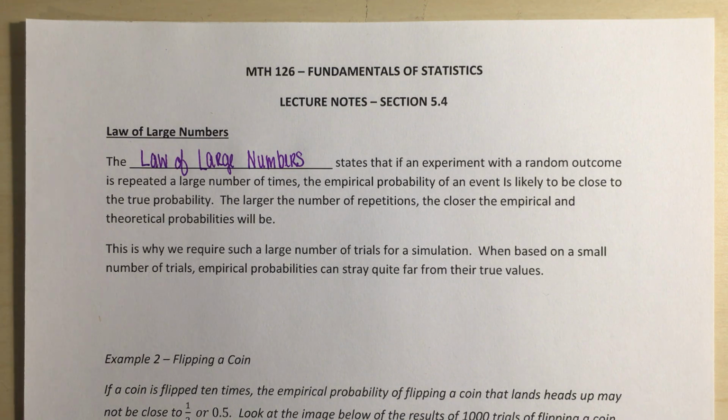The larger the number of repetitions, the closer the empirical and theoretical probabilities would be. This is why we require such a large number of trials for simulations. When based on a small number of trials, empirical probabilities can stray quite far from their true values.